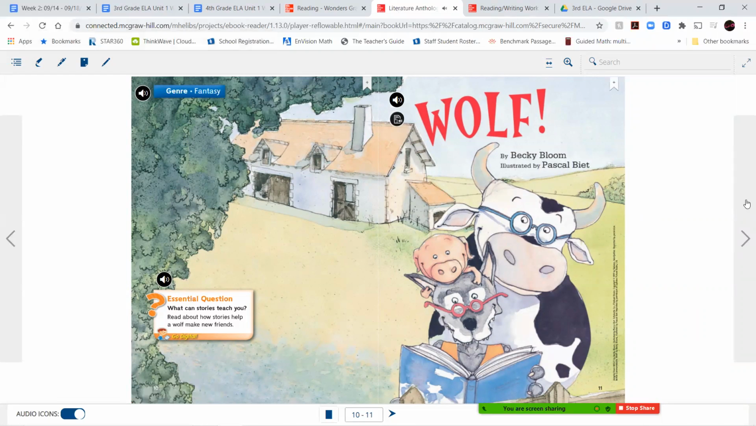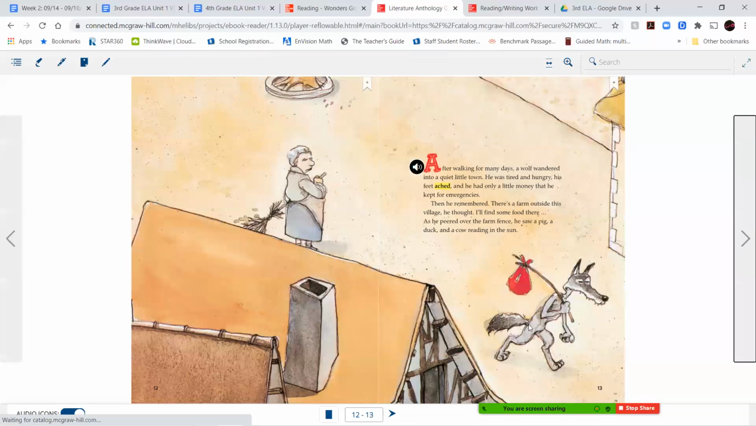Now remember, when you want to flip the page, you're going to go to this little arrow, and if you hover over it, it'll tell you next page. So you can click there, and then you can click on your speaker.